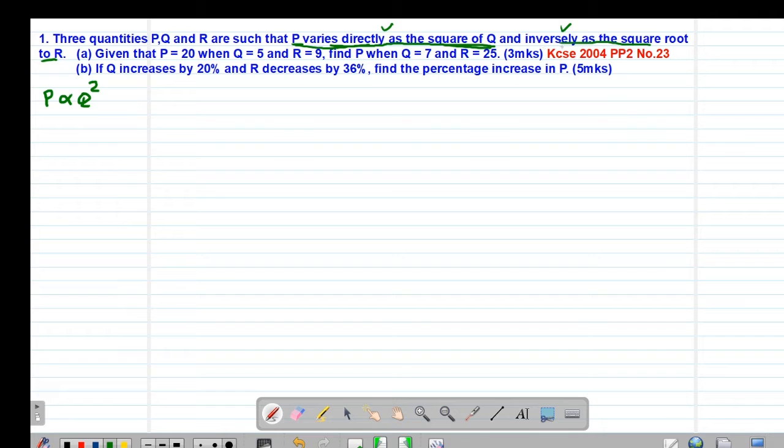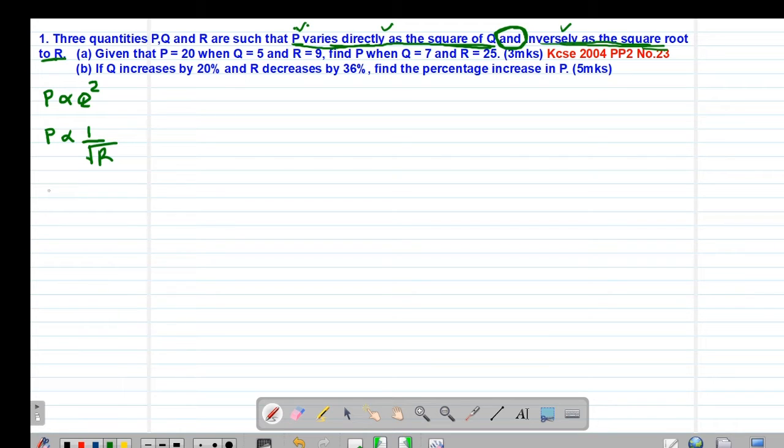And we are told that the same P is also varying inversely as the square root of another quantity R. Remember, inversely we said you take 1 over, so this will be the reciprocal of the square root of R. So these are the two variations. Then because of the word and, we are going to multiply these two. It simply means that we are combining the two types of variations.